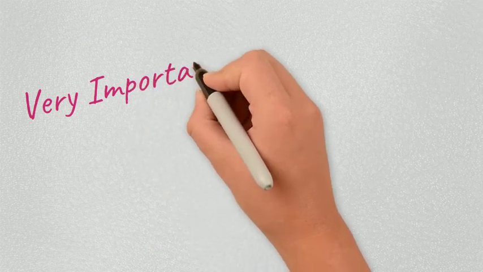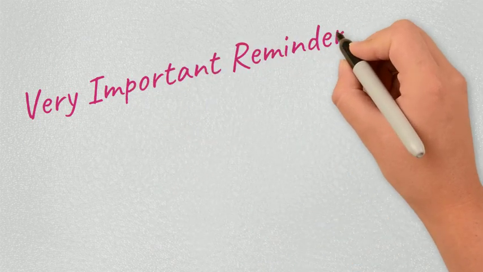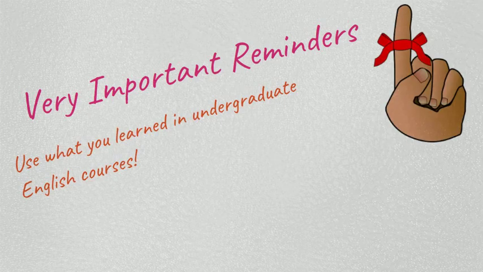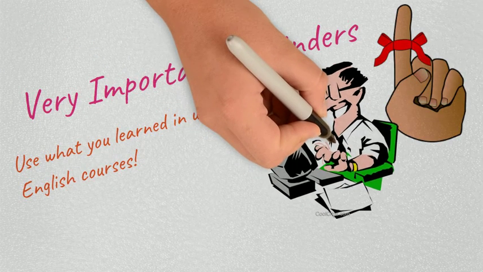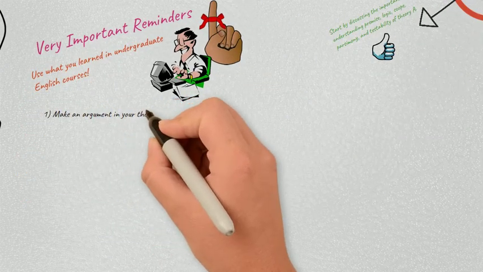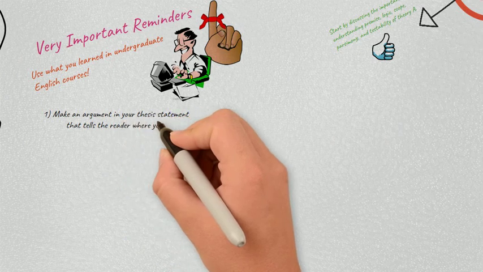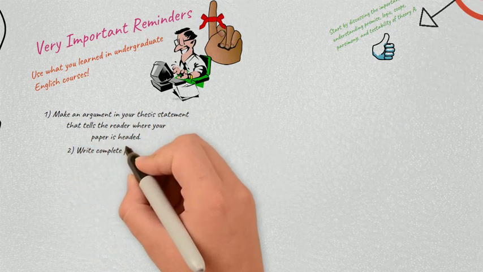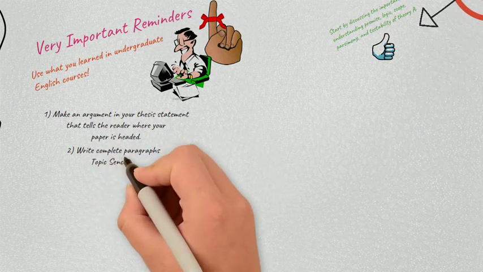Finally, some very important reminders. First, make an argument in your thesis statement that tells the reader where your paper is headed. This paper should not be written in first person. Professional, academic writing is almost always in third person, so demonstrate your professionalism by writing as an expert on the topic. Write complete paragraphs. Paragraphs always have a topic sentence.